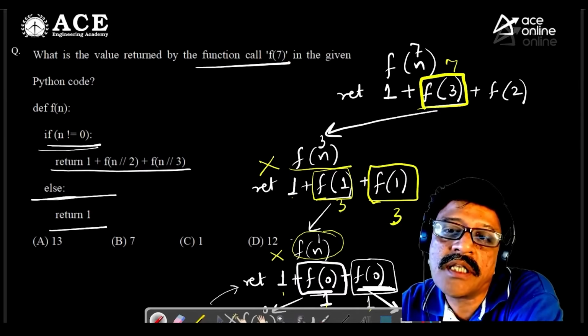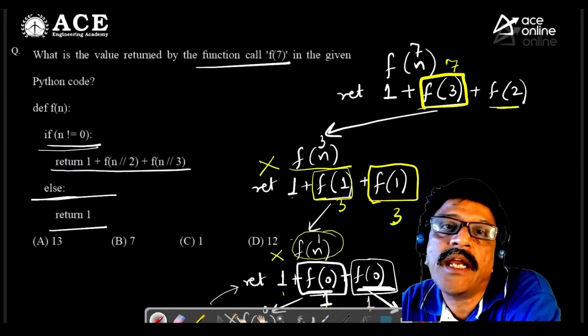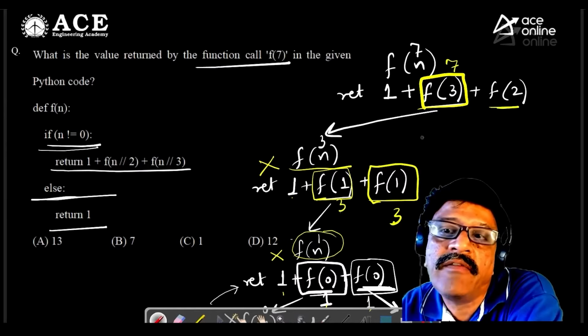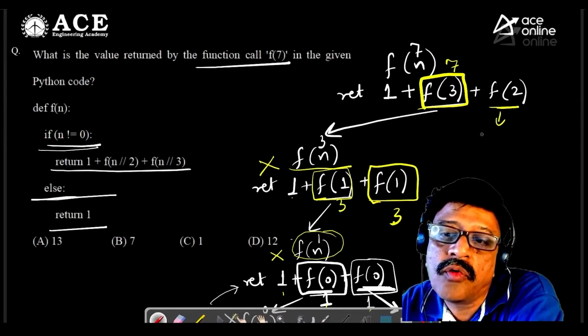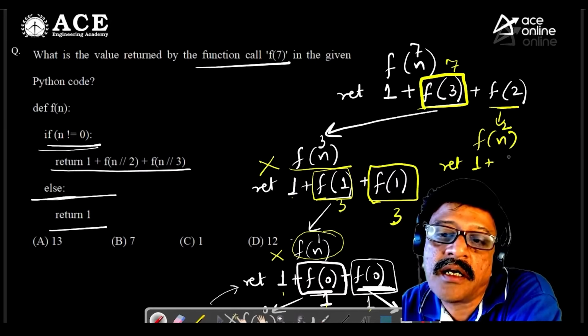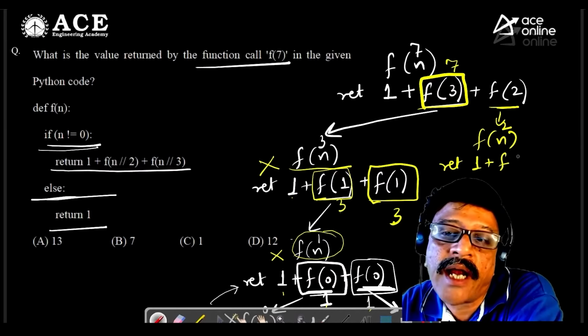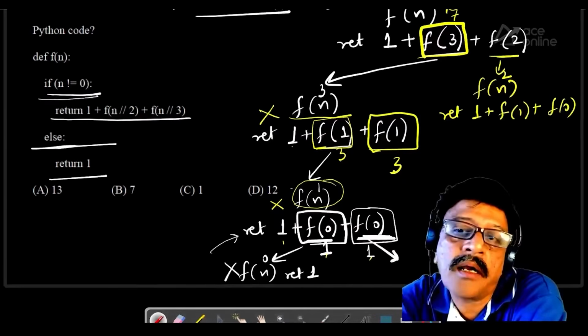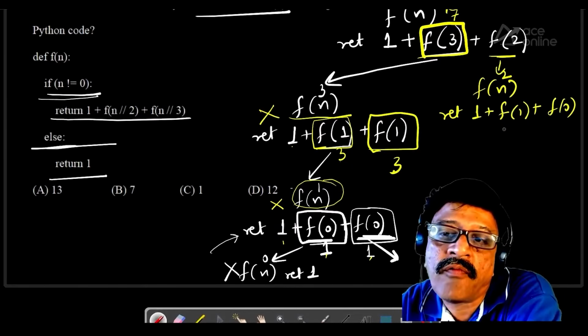This value is now 7, but f(2) is remaining. Okay, and we don't have an f(2) call anywhere. So let's call f(n), where n is 2. What is it going to do? It's going to say I will return 1 plus f(n/2), which is f(1), plus f(n/3), which is f(0). I am executing the if part. But then we know f(1), isn't it?